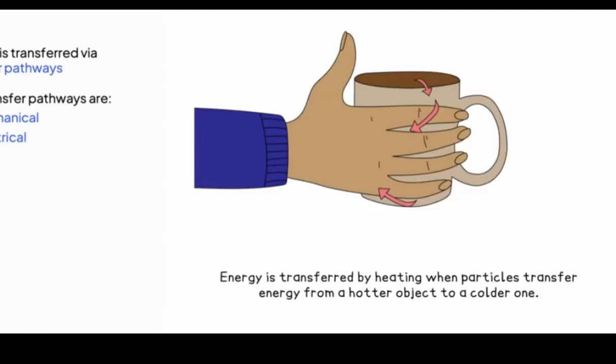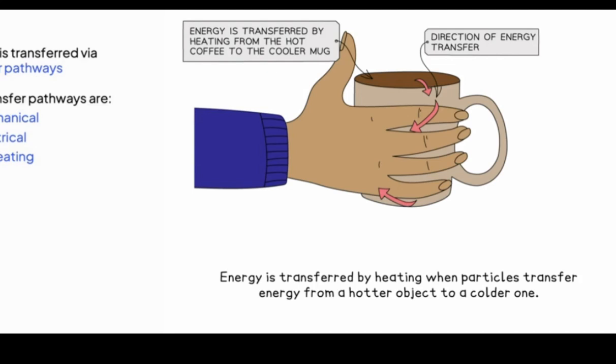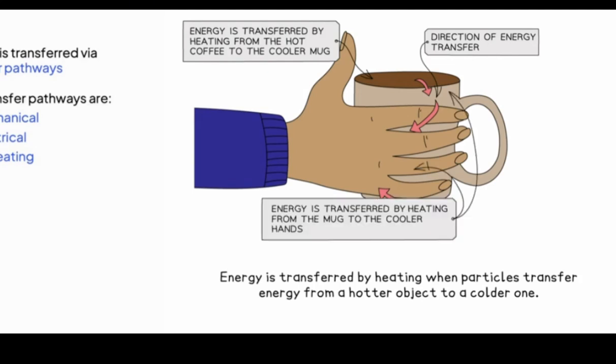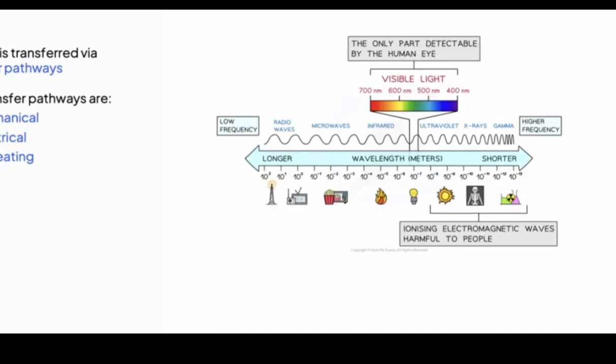Energy is transferred by heat from hotter objects to colder ones. Energetic particles in the hot coffee transfer energy by heating to the thermal store of the cooler mug. As the mug heats up, energy is transferred by heating from the thermal store of the mug to the thermal store of the colder hands. Energy transfers can be broadly split into 2 categories, working and heating.